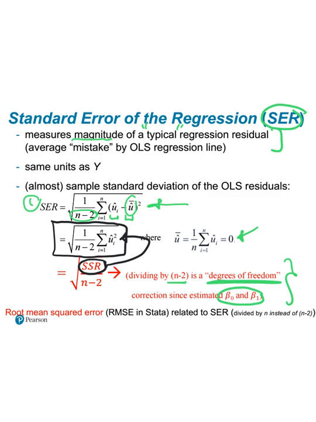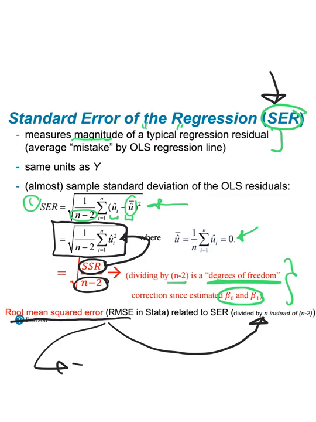Now, Stata output also reports something called the root mean squared error, which actually is very much related to the standard error of the regression. But instead of dividing by n minus 2, the root mean squared error actually divides only by n. Okay, so they are related. So the root mean squared error is equal to the square root of 1 over n, the sum of the estimated ui's squared, and it's going to divide by n instead of n minus 2.